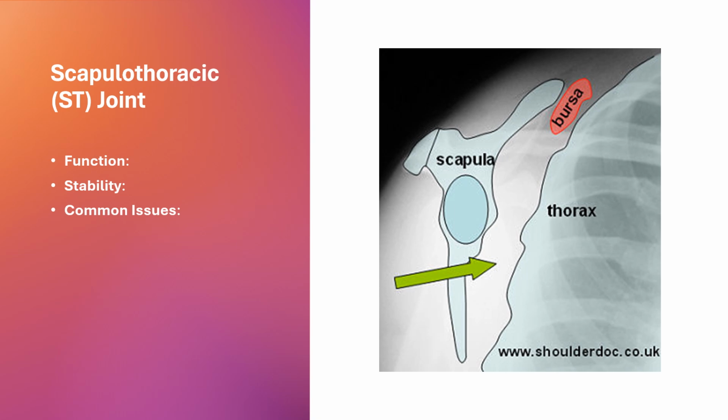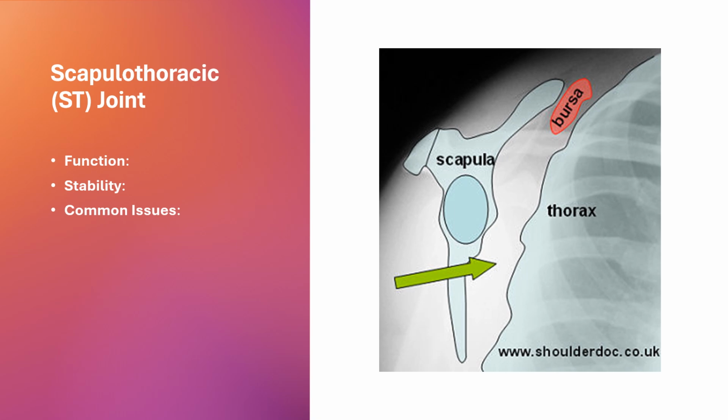Now, the stability at the ST joint is provided by the surrounding muscles, including the trapezius, the rhomboids, and others. Now, these muscles coordinate to control the position and movement of the scapula relative to the rib cage.